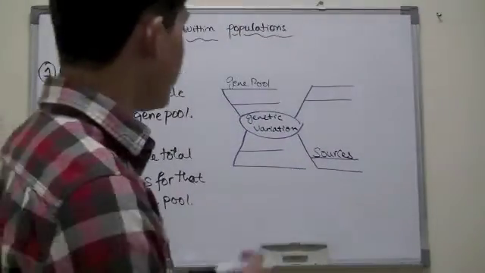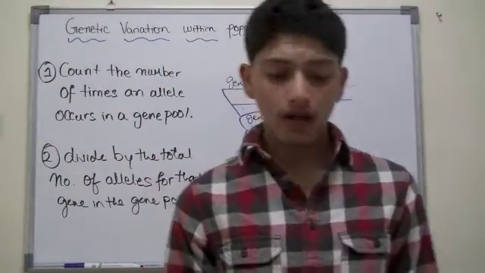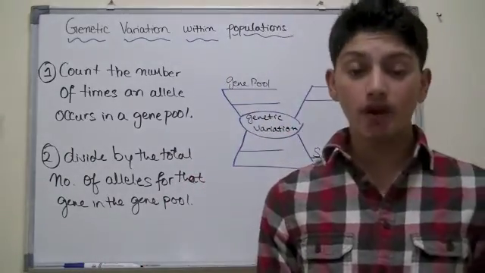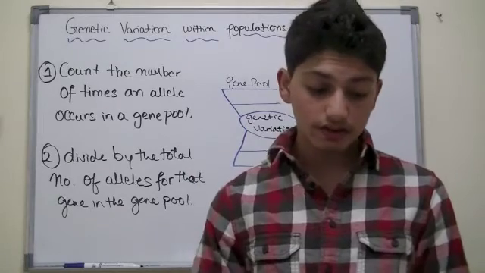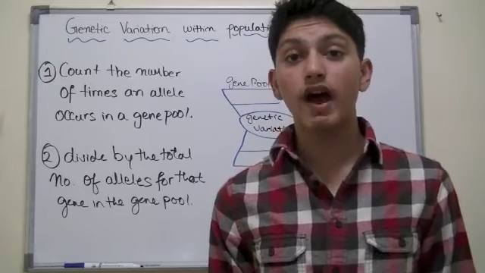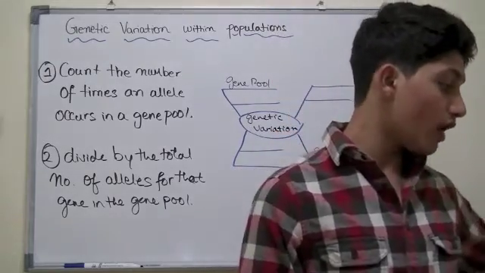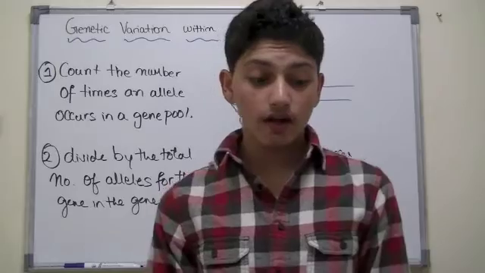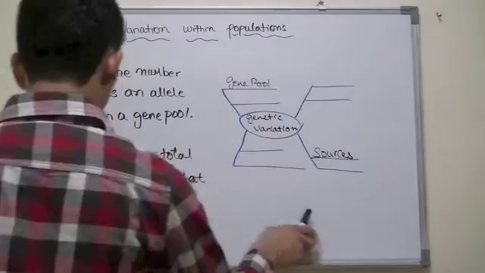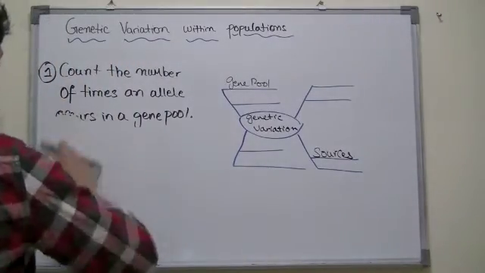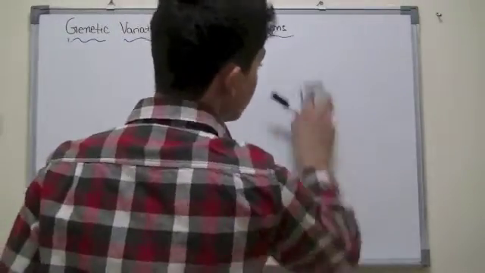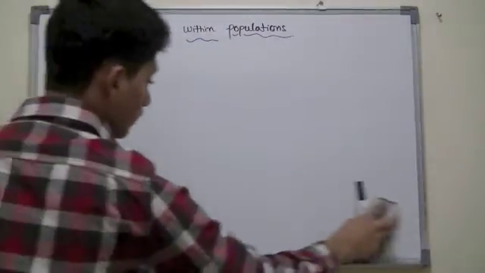What I'm trying to emphasize is that genetic variation in a population increases the chances that some individual will survive. So what I'm going to do now is talk about genetic variation from 2 main sources. Genetic variation comes from 2 major sources. So let's go ahead and talk about those 2 main sources.